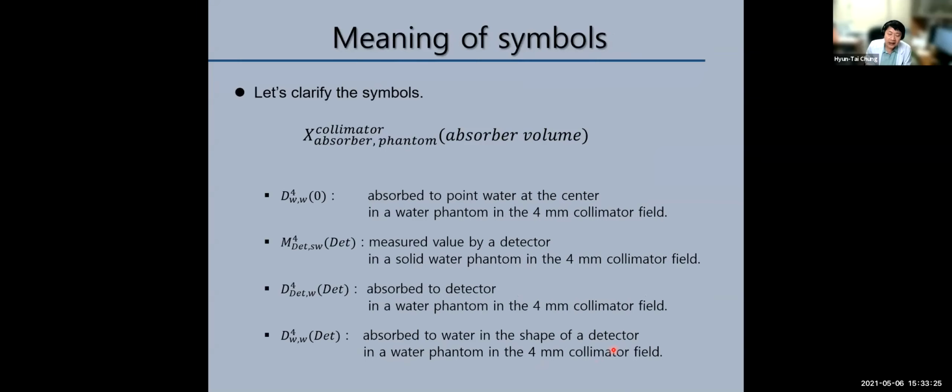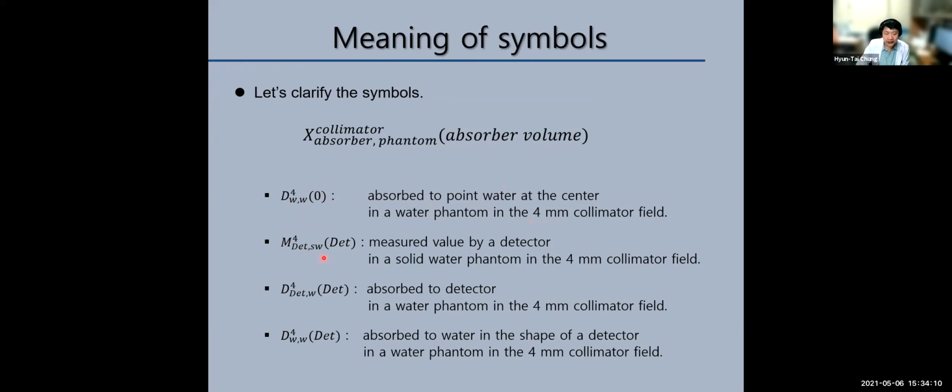Before you go further, let me clarify the symbols. It's very complicated, so I will use this notation: the quantity, and the superscript is the collimator size, the first subscript is the observed material, the second subscript is the phantom material, and the thing between the parentheses is the observed volume. So for example, D_WW^4(0) means it's the observed dose to water, and the water is a point at the center, and the phantom is water also, and the collimator is 4 mm.